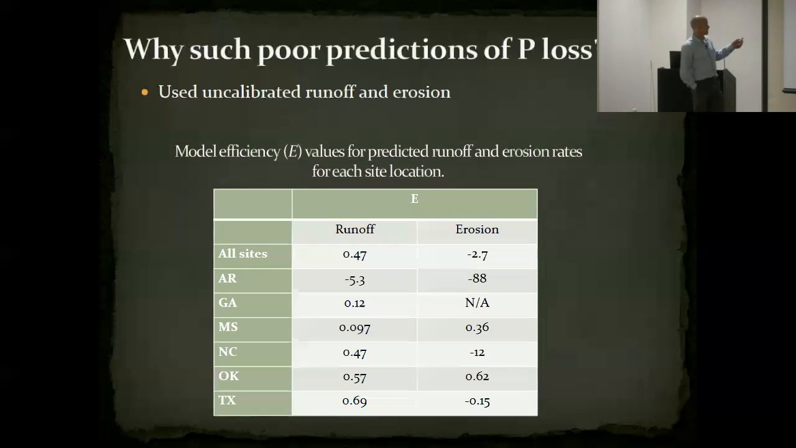And what we found is our model efficiency, for all sites, the runoff wasn't too bad, 0.47, but erosion, we were doing a poor job predicting erosion, or the T-BAT was. A very poor job. And if you remember, the dissolved P model efficiency was adequate, okay? We were getting the dissolved P pretty well, reasonably speaking. But the erosion, we were way off, and so the particulate P loss and the total P loss, because our predictions of erosion were way off.